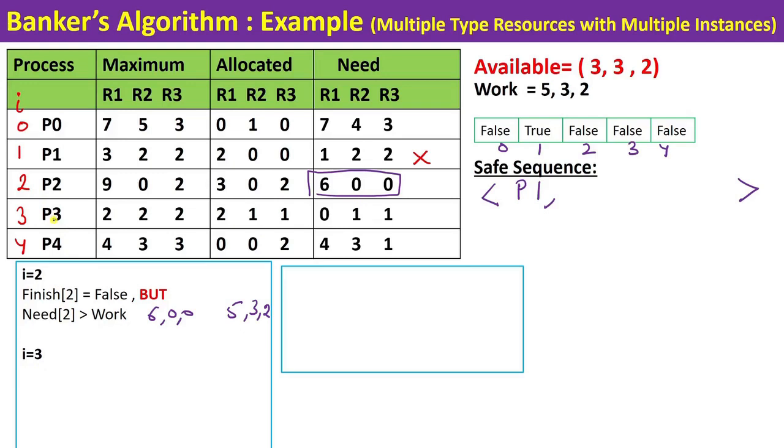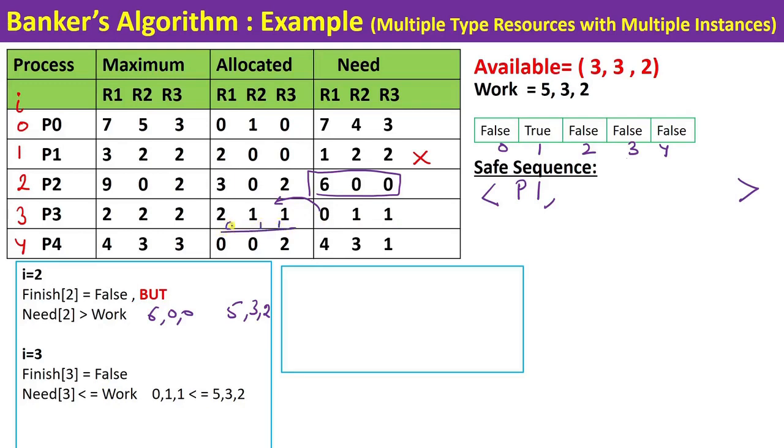So for I equal to 3, we have to check whether finish of 3 is false. Here you can see finish of 3 is false. Then we check whether the need of this I equal to 3 process is less than work. Need of this process is 011, and work is 532, which is the available number of resources. So 0 is less than 5, 1 is less than 3, 1 is less than 2. That means all 3 things are less than all these 3 things. So both the conditions are true, and 011 will be granted.